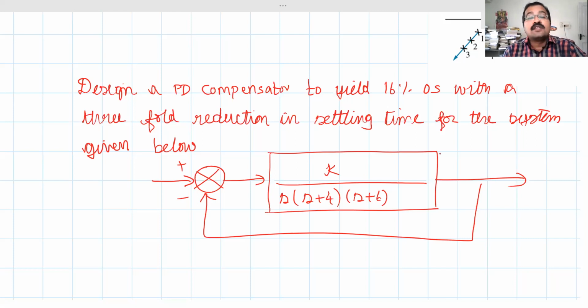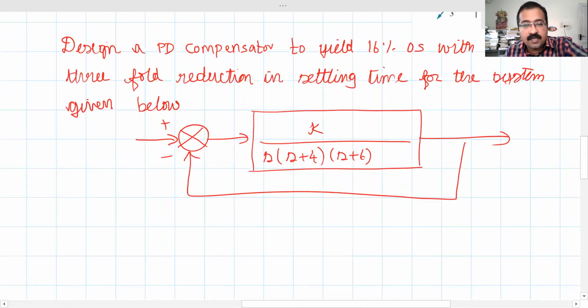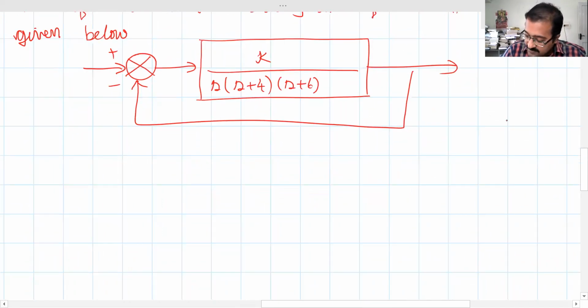Even though there may be 5 poles in a system, there will always be one or a set of dominant poles, which will dominate over other poles. Fine. So let us try to find which are the dominant poles. For that, some condition is given: 16% overshoot. So what we will do first, we will draw the root locus plot for the given system, K divided by s into s plus 4 into s plus 6.